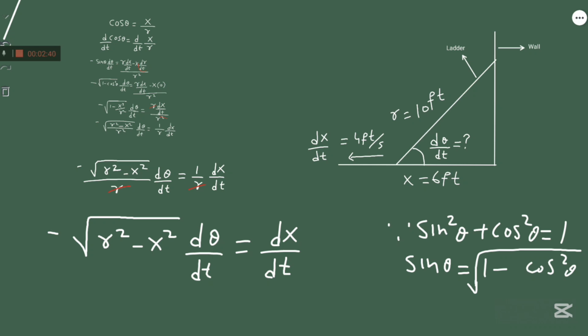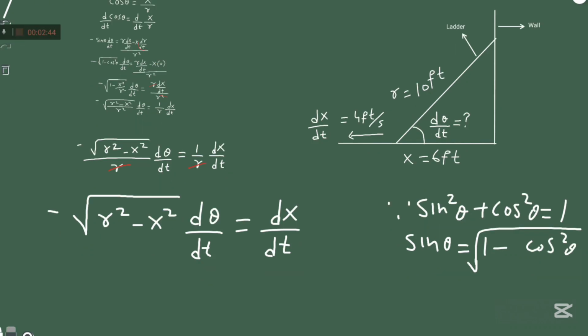So now we substitute the values. Minus, the r value is 10 feet, so 10 square minus the x value, 6 square, then d theta over dt equal to dx by dt.